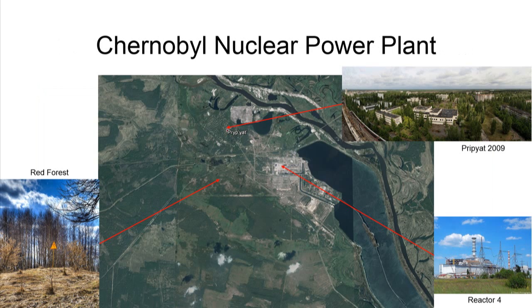Here's an overview map of the power plant area. Pripyat to the northwest has been abandoned since the incident in 1986. Reactor number 4 there, you can see, with the sarcophagus surrounding it. And the red forest west of the power plant was a pine forest that was destroyed a few weeks after the accident because it received such high levels of radiation.